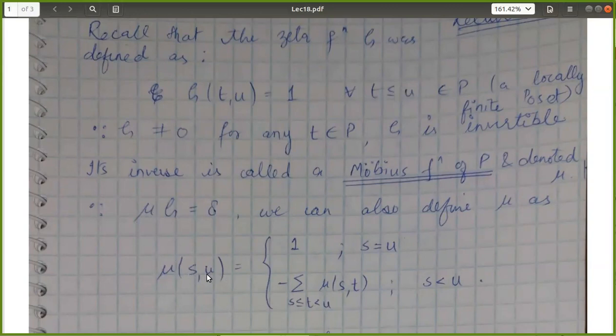From that, you extract out mu of s,u, and therefore it can be written as mu of s,u is exactly equal to the negative of the summation of mu of s,t, where t is strictly between s and u. Now t cannot hit u because this particular term you have taken out here. And this is valid when s is strictly less than u, because when s equals u, it evaluates to 1. So this equation actually gives you the definition for the Mobius function.